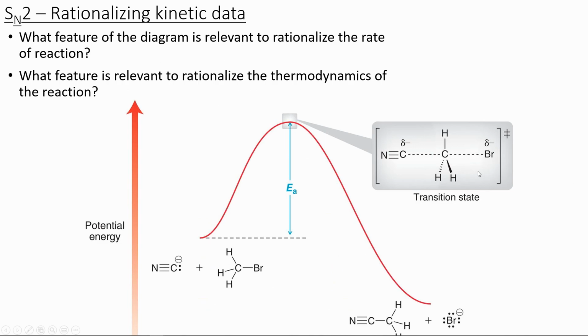So here's an example of the transition state. We have cyanide acting as a nucleophile, forming a new carbon-carbon bond, and we have bromine as our leaving group. But in the transition state, we have 2 partial bonds, a partial bond being formed and a partial bond being broken.